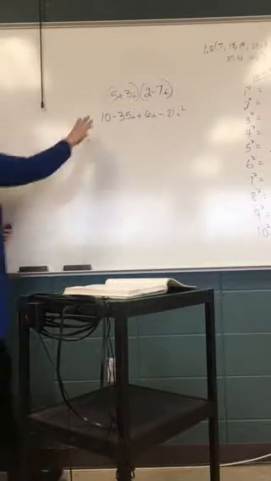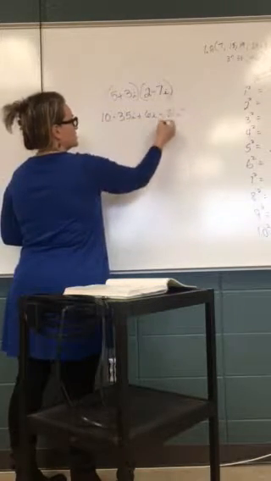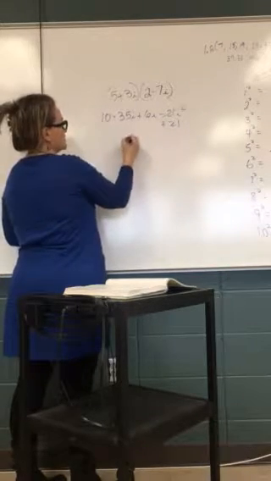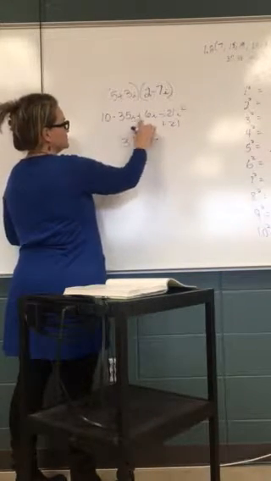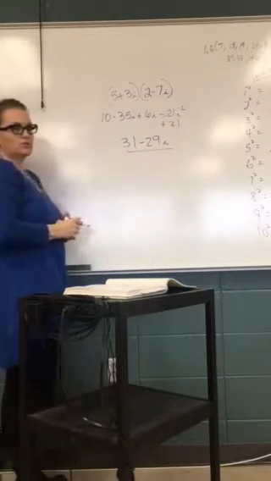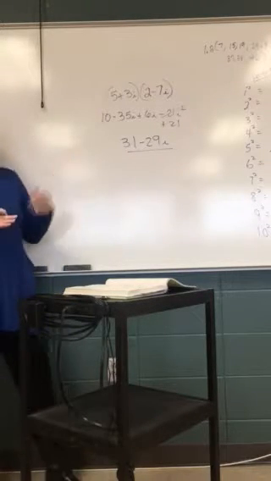When you go through your FOIL steps, you should get these 4 terms. Because this one has an I squared, it becomes plus 21. Then the 10 and 21 makes for 31, minus 35 and plus 6 makes negative 29. And it should be in that order. How'd we do? Questions on the steps?